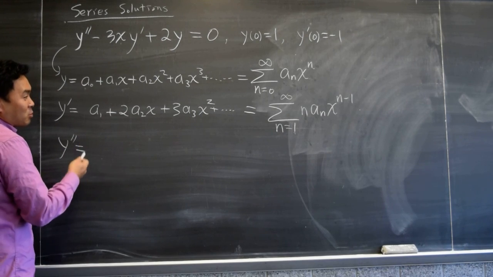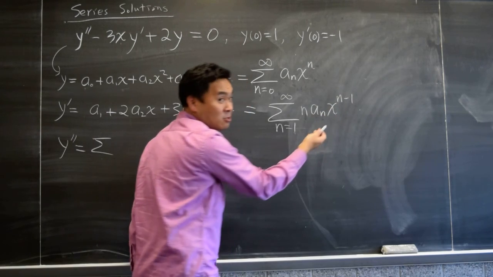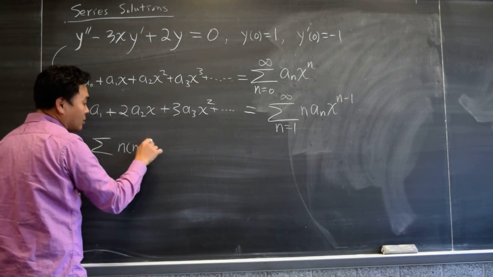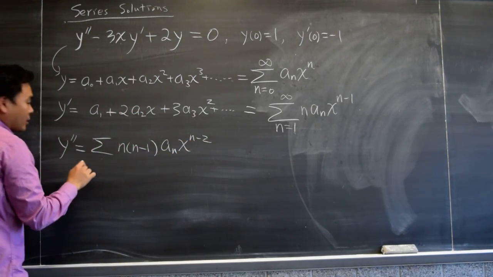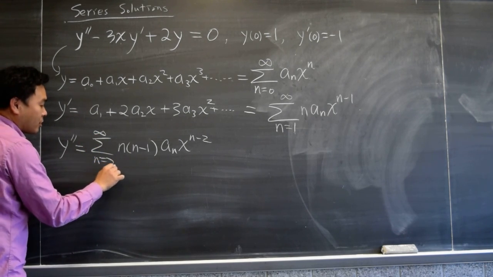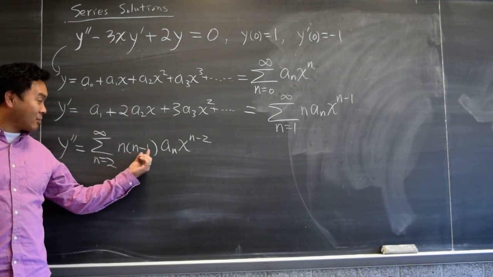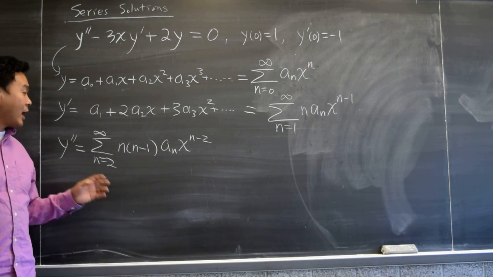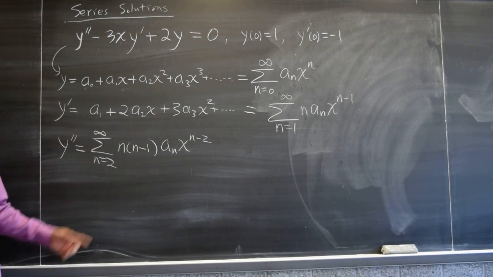Now, what's y double prime? Since we learned the lesson, we will not bother to differentiate this, but just differentiate this. So if you differentiate, the n minus 1 comes forward. You get n times n minus 1, and x to the n minus 2, by the way. And n should start where? 2. Start from 2, because if you start from 0, this will be 0. When n equals 1, 1 minus 1 will still be 0. So n equals 0 and 1 don't produce anything, so you start from n equals 2.